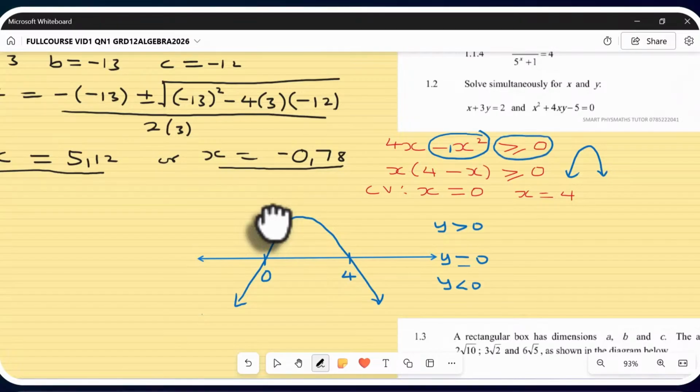And for that matter, our answer becomes what? We start from 0 less or equals to x, then less or equal 4. This is our answer here. And I hope, guys, we are together. Are we together? That was question 1.1.3. Now question 4 is what you see here now.